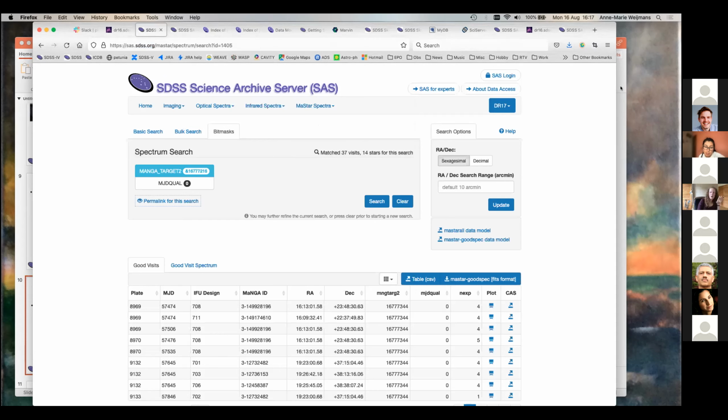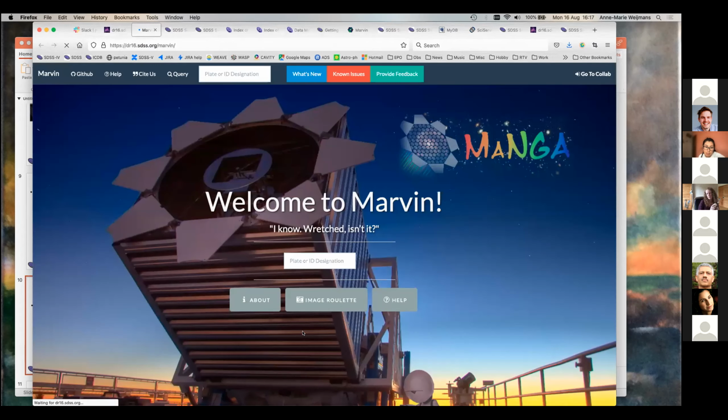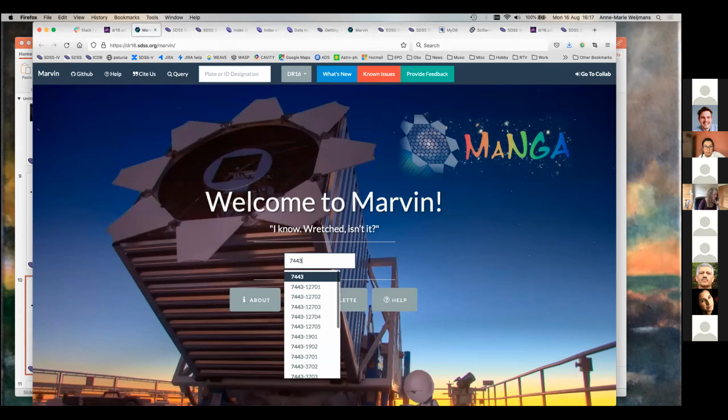Okay, now, this is all for single spectra. What if you are a galaxy person and you like IFU data? In that case, you should go to Marvin. And there will be a workshop later this afternoon, so I'm not going to show too much here. I am just, however, going to show you my favorite plate, just so that you see a little bit of what you can do with Marvin data.